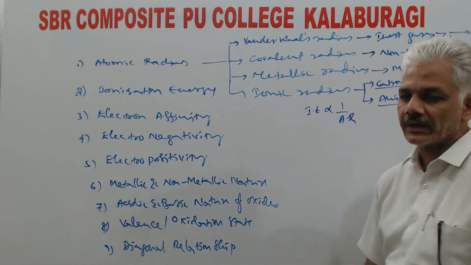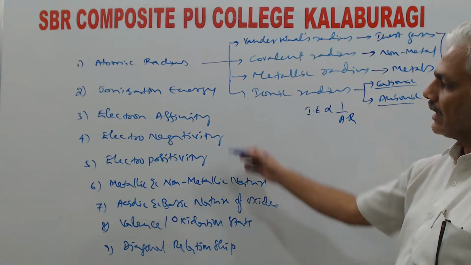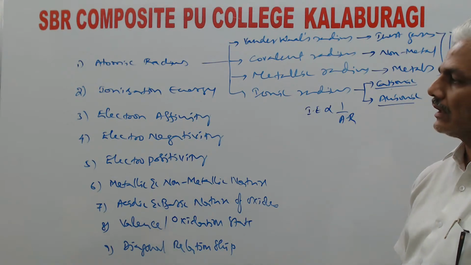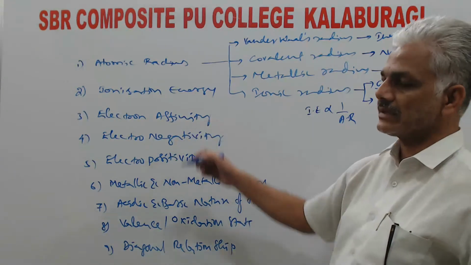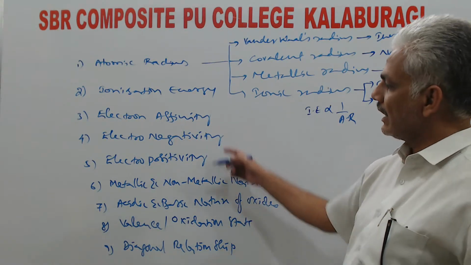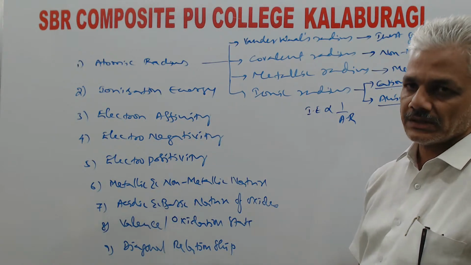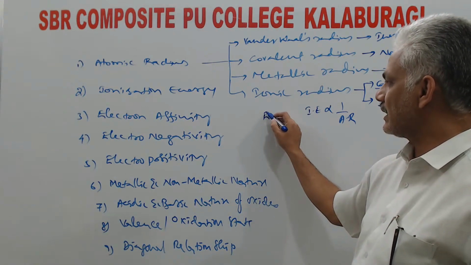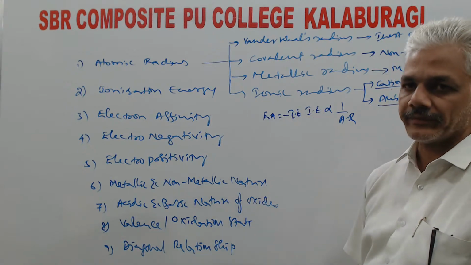Then, electron affinity. It is the reverse process of ionization energy, we can say. The amount of energy released when an electron is added to the outermost orbit of a neutral gaseous atom is known as electron affinity. Electron affinity is numerically equal to ionization energy with the change in the sign convention. So you can write like this: EA is equal to minus of IE.